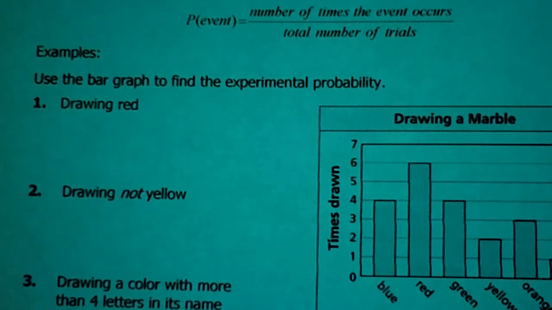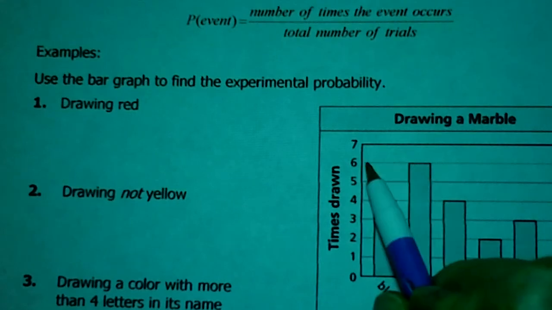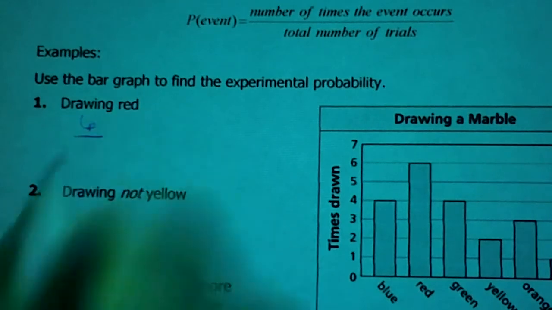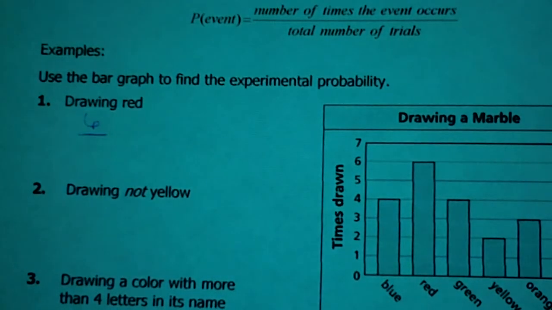Number one, I ask you, what is the experimental probability of drawing red? That means in this experiment, how many times did we draw red? When you're giving me the probability of this, you actually have to find out the number of times you drew red, and then we have to put that over top of the number of trials. So first off, in looking at the graph, we can see that, okay, here's red. I follow it up. I follow it over. I can see that red happened 6 times. So I'm going to write down 6 in my numerator spot because that is the number of times the event occurred. Now I need to know how many trials.